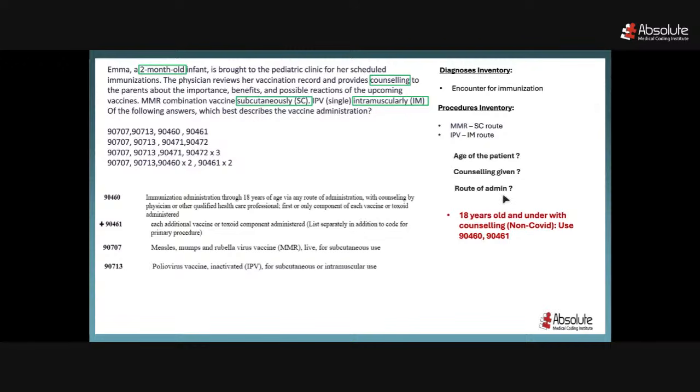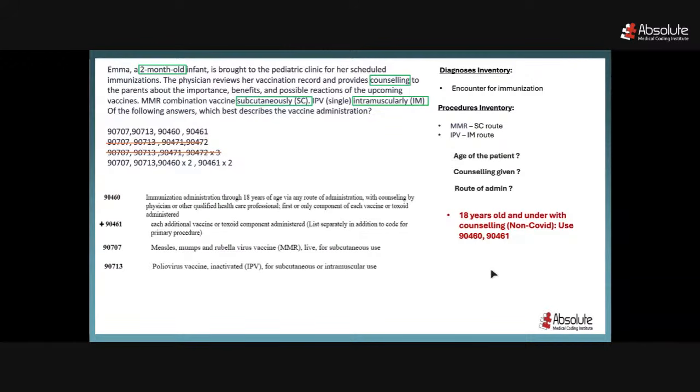Okay, so let's take our guidelines and try to solve the scenario. The guideline states 18-year-old and under with counseling: use CPT codes 90460 and 90461. So we can clearly see that counseling was given and the age of the patient is less than 18 years. So definitely we have to use 90460 or 90461 here and not 90471.